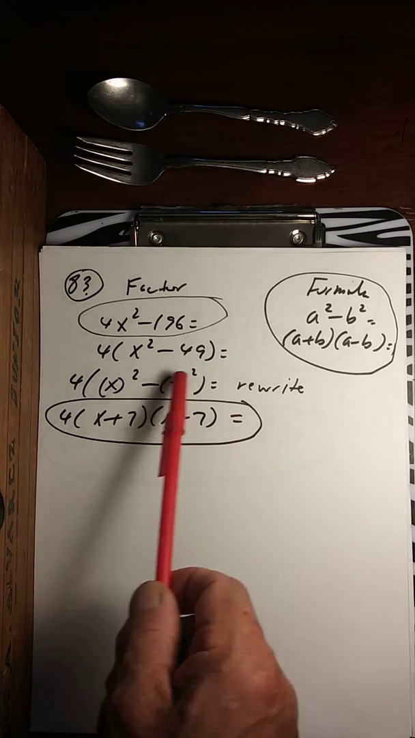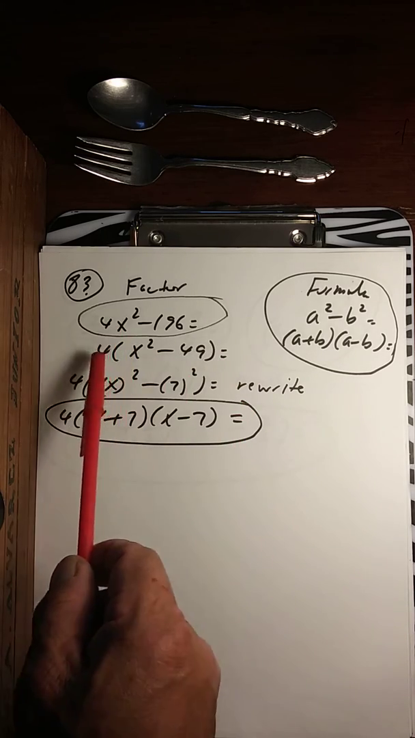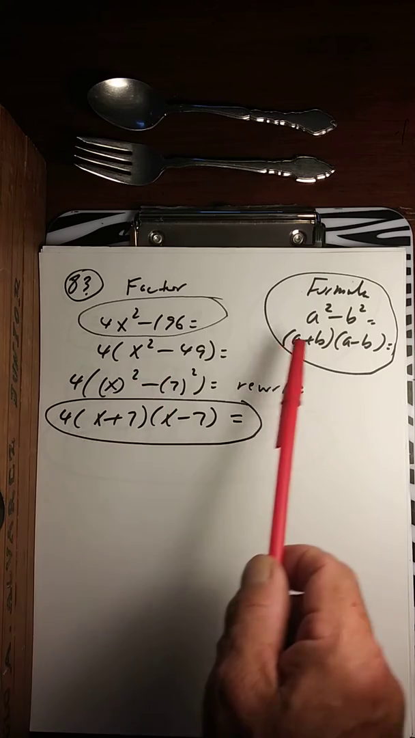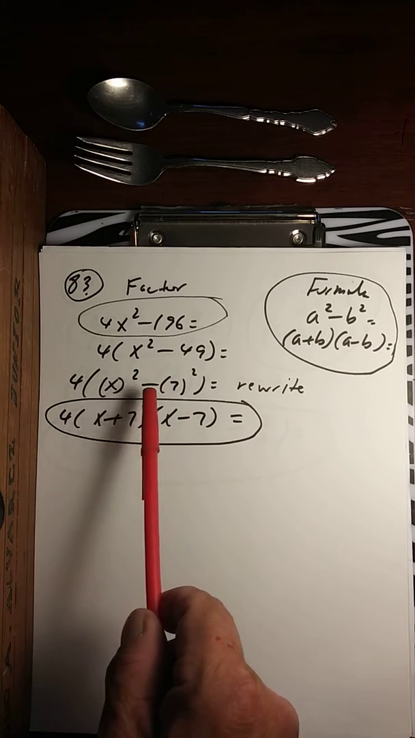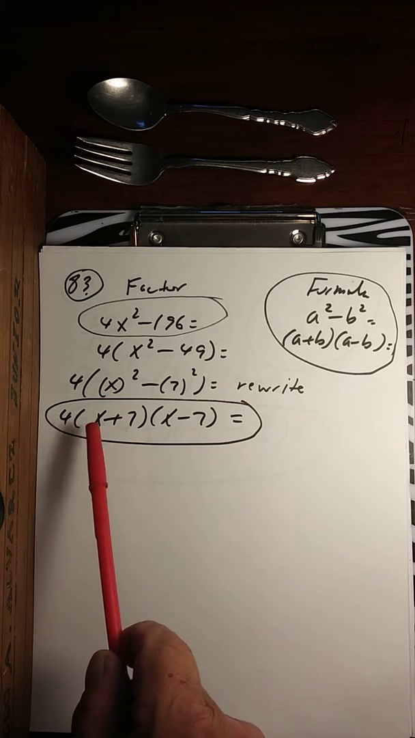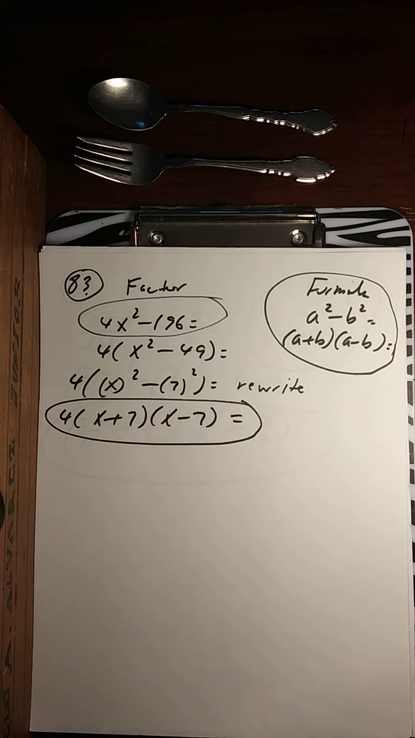This one is factor out the GCF, which is 4. 4 times that is this, 4 times that is that. Now this is going to be a squared minus b squared, a plus b, a minus b. So it's going to be x squared minus 7 squared, so it's going to be 4 times x plus 7 and x minus 7.